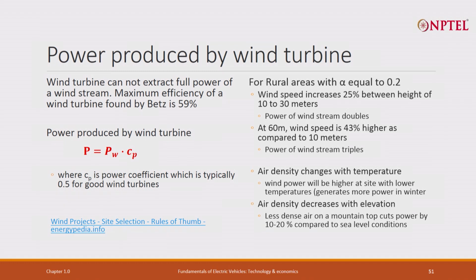For rural areas, alpha is approximately 0.2, and as I told you, wind speed increases 25% as you go from 10 to 30 meters, and if you go to 60 meters, 43%, and since it is the cube, you can just determine what happens. And air density changes with temperature, by a small amount. With height also air density decreases. So, if it decreases, you will have a negative factor, you will get less power, about 10 to 20% less power, but height will give you higher velocity much more than this. You have to take the factor into account.